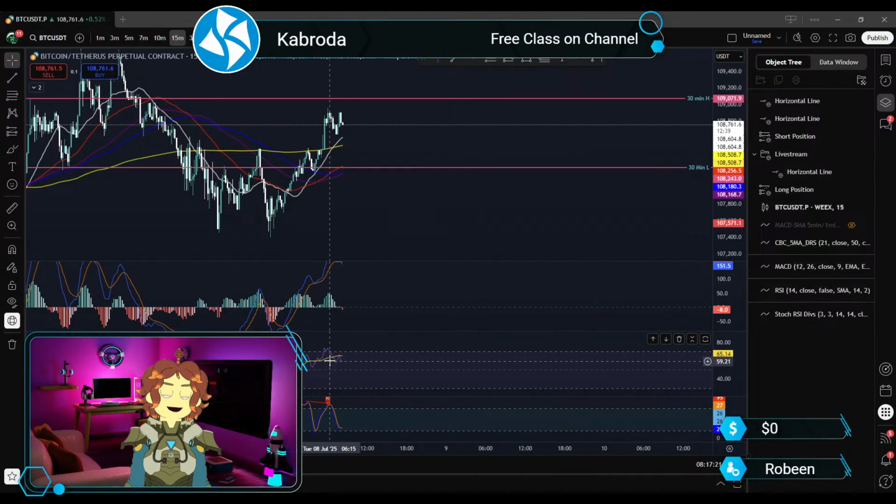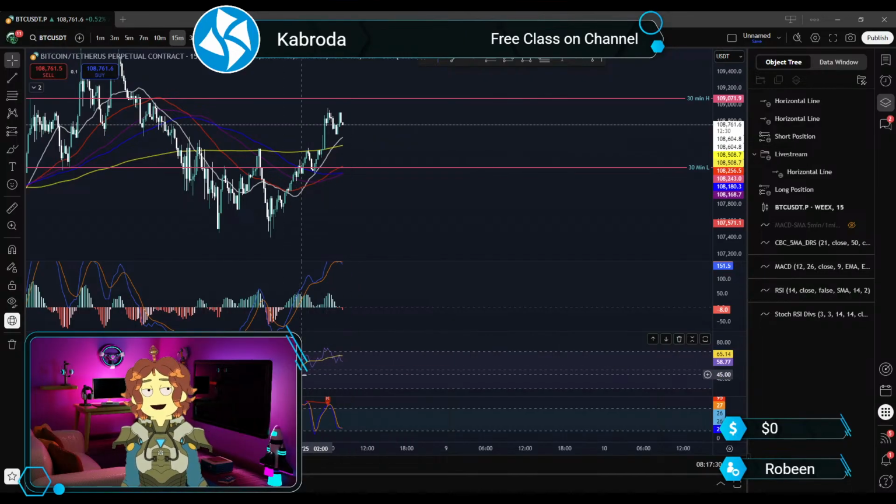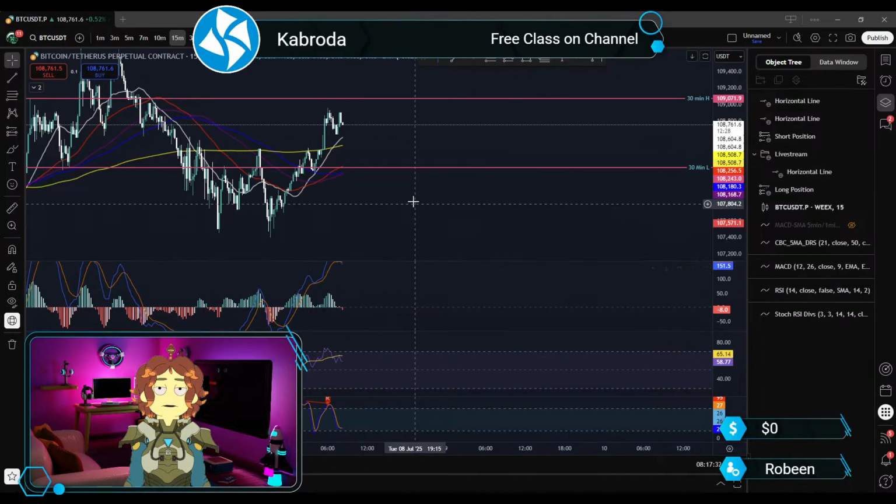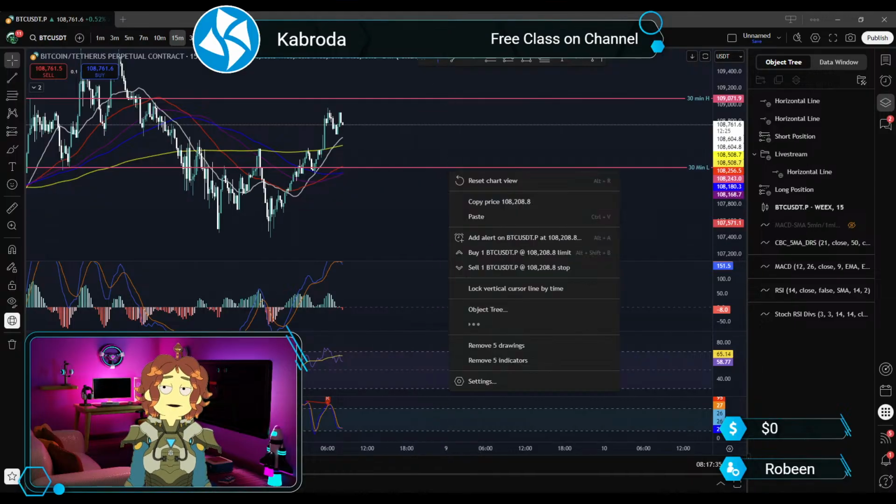Same with RSI, it's getting up there. See how it's starting to curl back over. This purple line broke down below the yellow line, which means most likely the yellow line's going to start curling down too. So I'd say that's somewhat bearish.